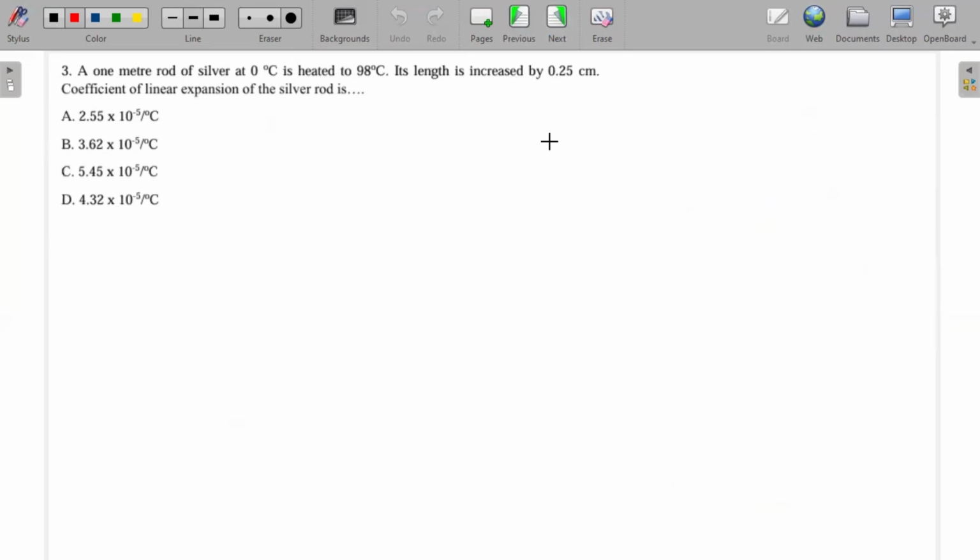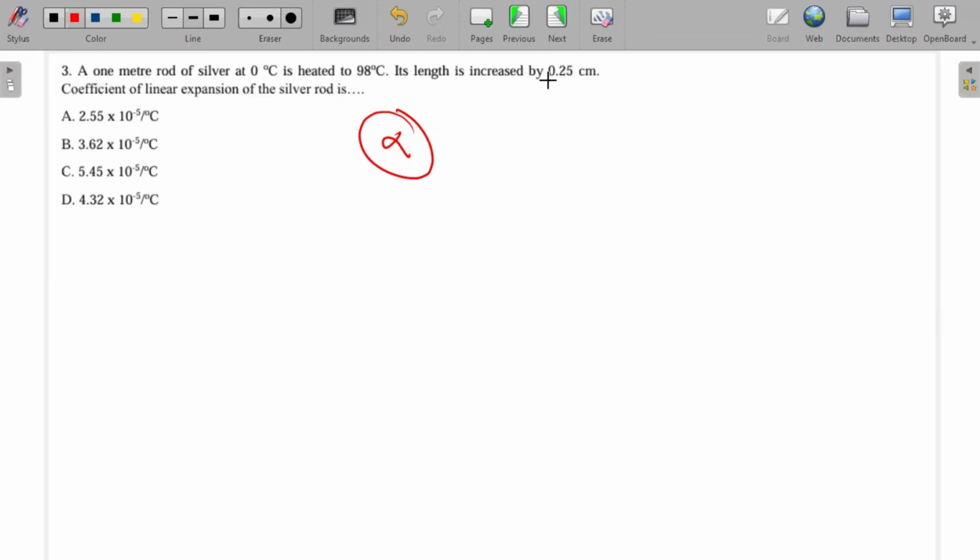Question 3 is saying a 1 meter rod of silver at 0 degrees Celsius is heated to 98 degrees Celsius. Its length is increased by 0.25 centimeters. The coefficient of linear expansion of the silver rod is dash. Okay, so basically what they want us to calculate is the coefficient of linear expansion, which is alpha in this particular case.